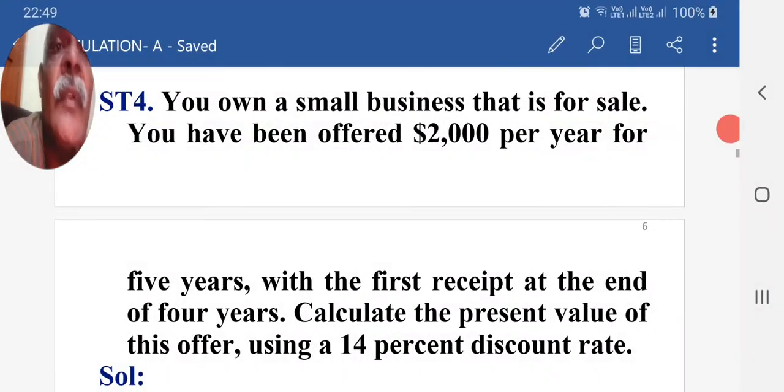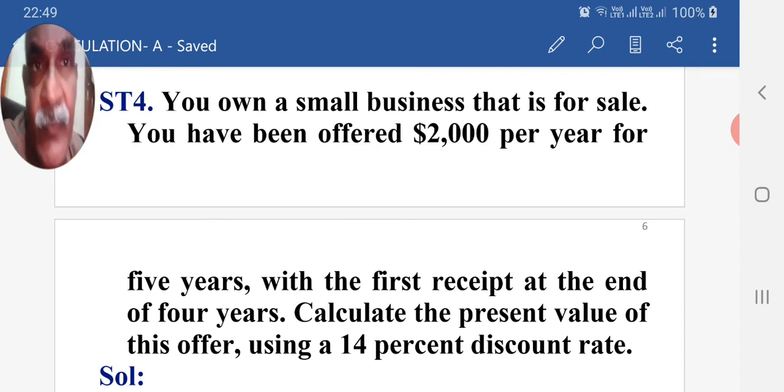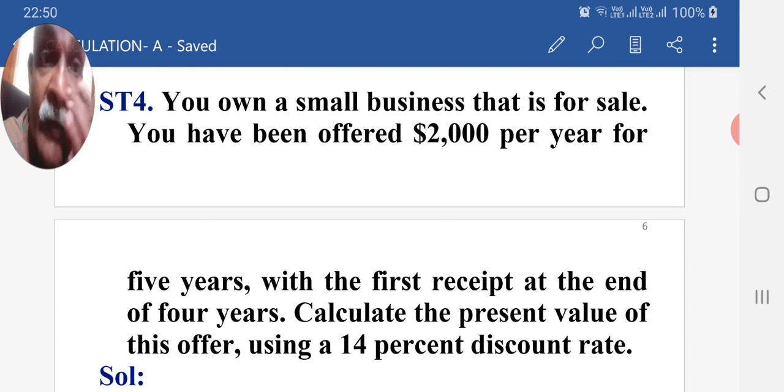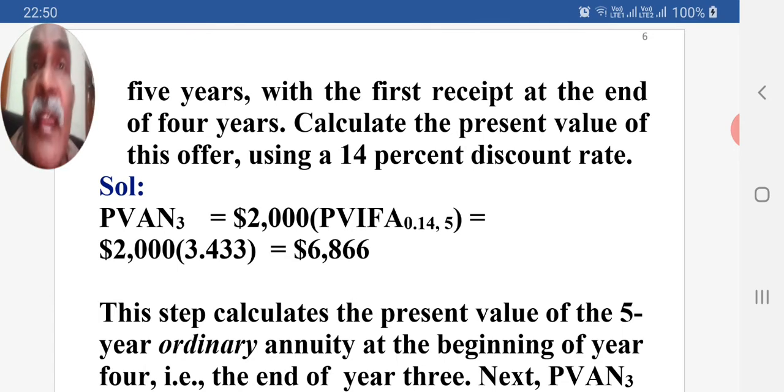Suppose you have a business that is for sale, and you want to sell. Someone is offering you 2,000 rupees per year for 5 years, with the first receipt at the end of 4 years. Calculate the present value of this offer where the discounting rate is 14%. So how much is the present value?